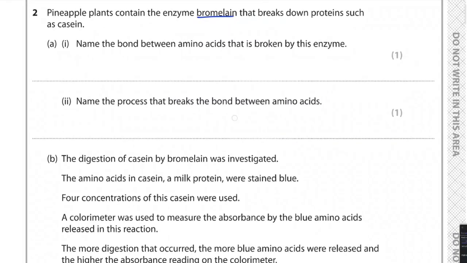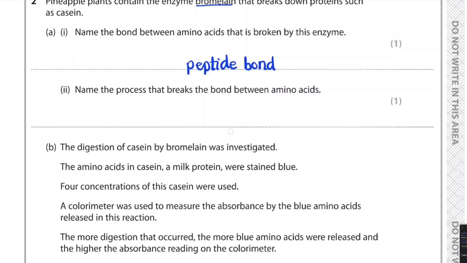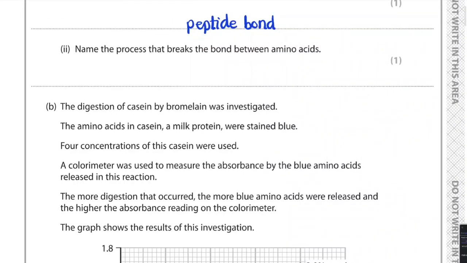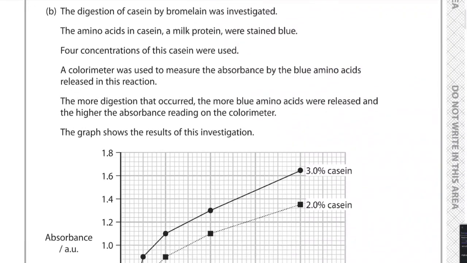Name the bond between amino acids that is broken down by this enzyme, and it's definitely gonna be peptide bond. This is the type of bond that joins amino acids in primary structure. Name the process that breaks down the bond between amino acids. It's gonna be hydrolysis. Any breaking down of a bond is hydrolysis, whereas the formation of a new bond is condensation reaction. Let's get into the part concerning the rate of reaction.